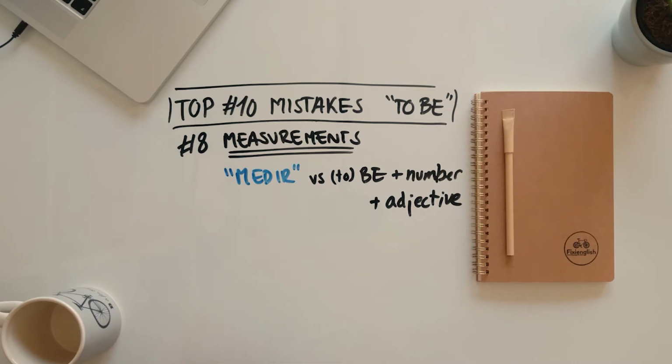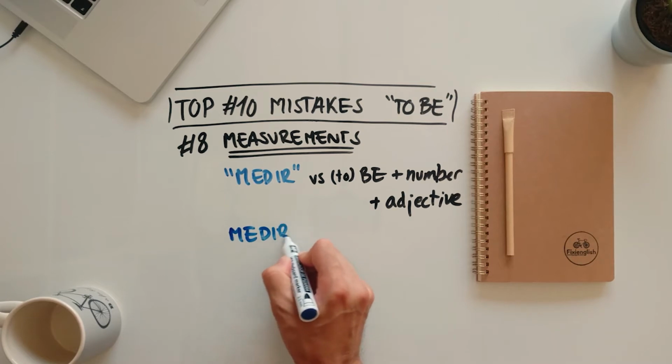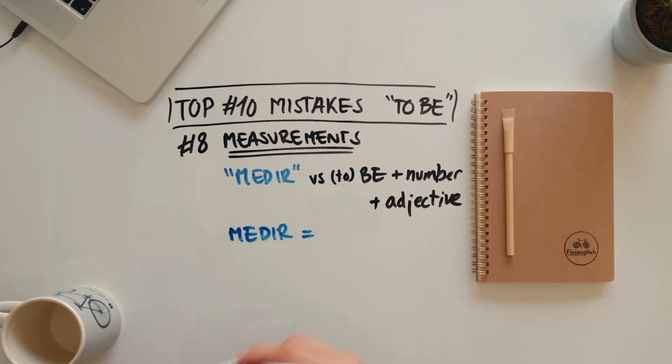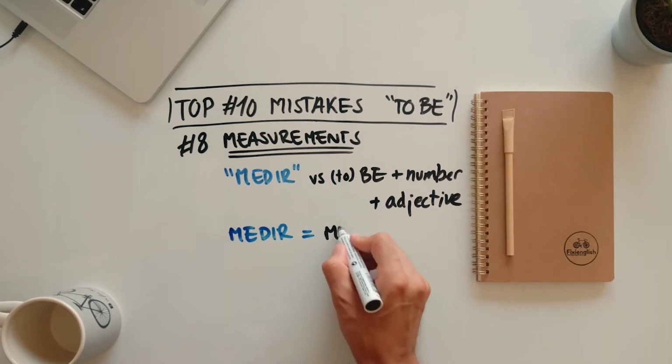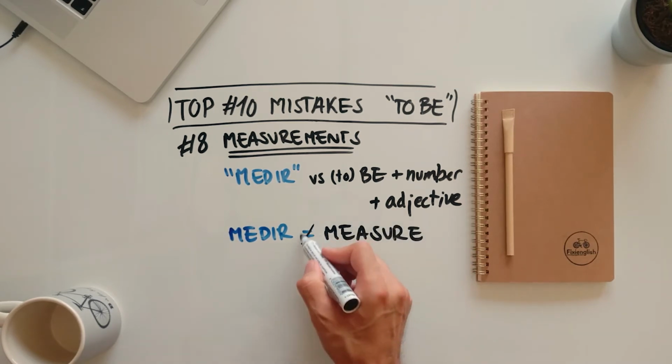The most common mistake in this case is that we try to use the verb medir as we would use the verb measure. But I'm afraid this isn't possible. So what could be some practical examples using the verb to be to express measurements? Well, a few sentences would be the following.